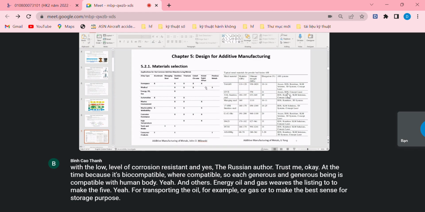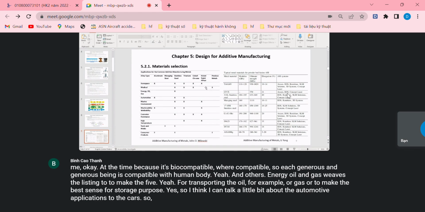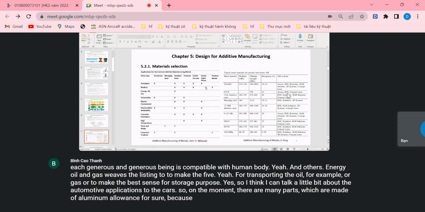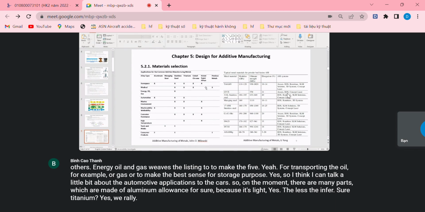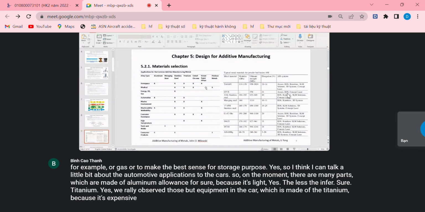I think I can talk a little bit about automotive applications, the cars. For the moment, there are many parts made of aluminum alloys, for sure, because it is light. Stainless steel, for sure. Titanium: we rarely observe parts or equipment in a car made of titanium, because it is expensive.